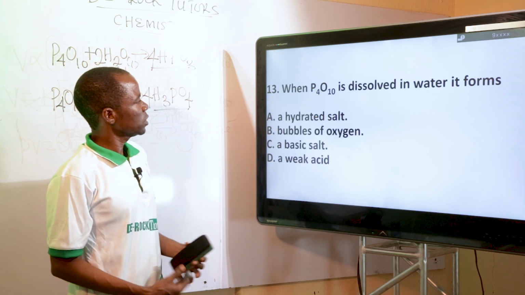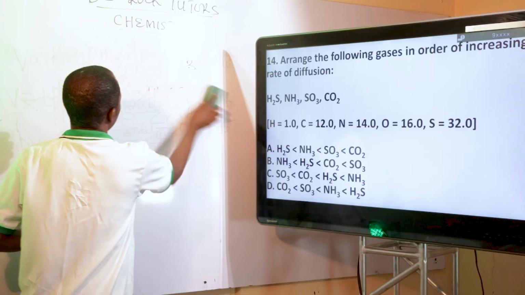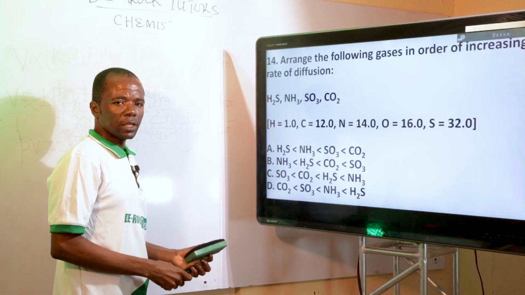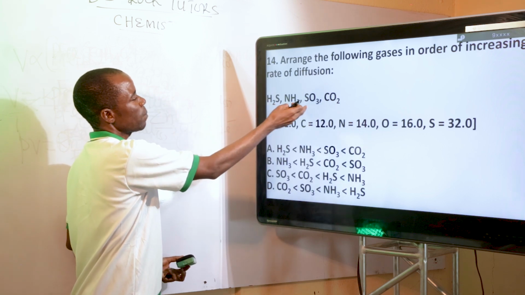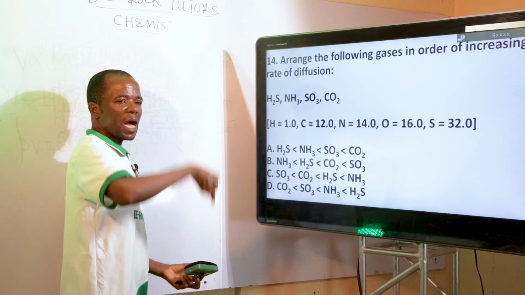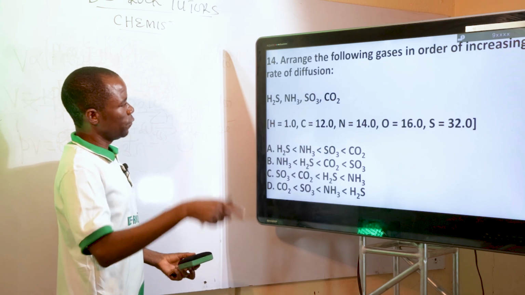Let's look at number 14. Arrange the following gases in order of increasing rate of diffusion. We know that the lighter the gas, the faster the rate of diffusion. What we need to do is just calculate the relative molecular mass of all the 4 gases. And then the one that has the highest value will diffuse slowest, and the one that has the least value will diffuse fastest.